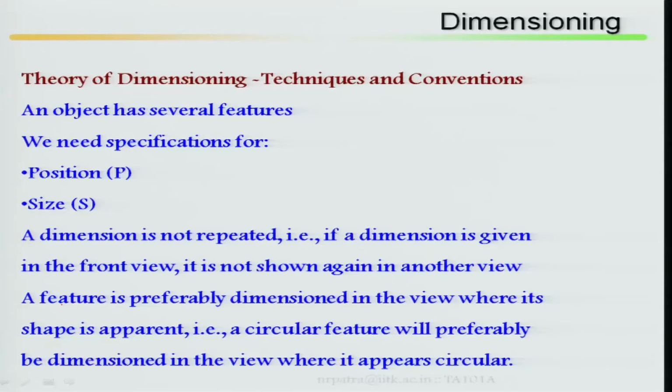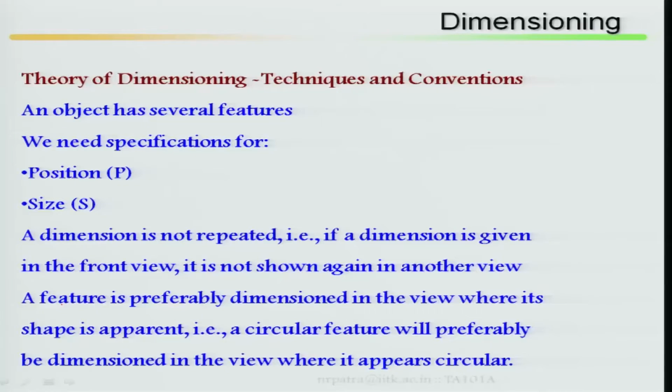Then the next part, after orthographic projection, is dimensioning. Dimensioning techniques and conventions. An object has many features. We need to specify position, size, length, width and depth. A dimension is not repeated, that is, if a dimension is given in the front view, remember it is not shown again in another view.